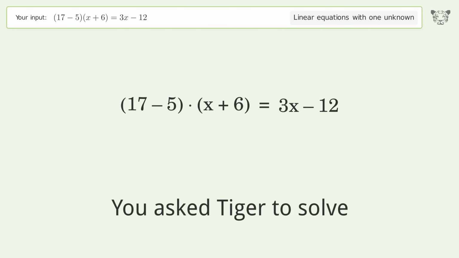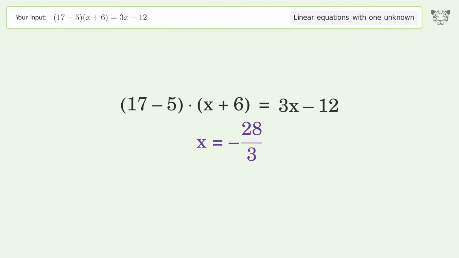You asked to solve this. This deals with linear equations with one unknown. The final result is x equals -28/3. Let's solve it step by step. Simplify the expression. Simplify the arithmetic.